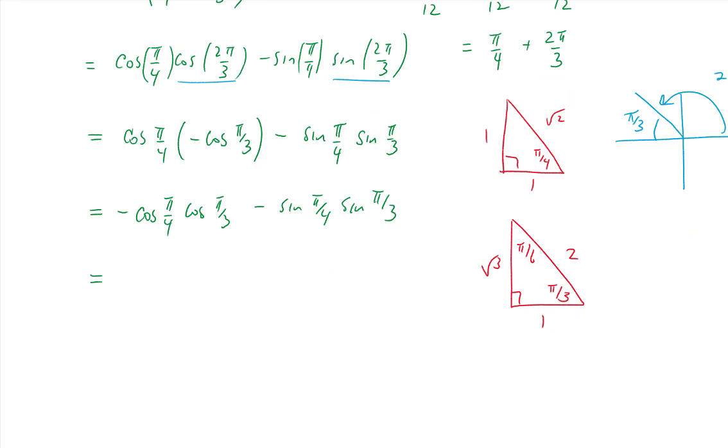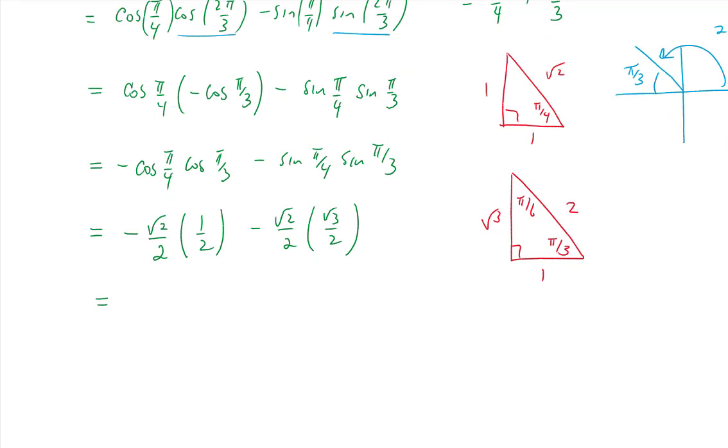Now let's determine our ratios. So this is negative. I'm going to go right away to root 2 over 2. Cosine of pi over 3 is 1/2, minus the sine of pi over 4 is root 2 over 2 times the sine of pi over 3, which is root 3 over 2.